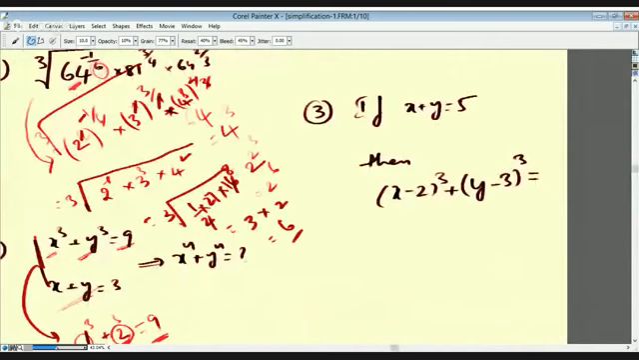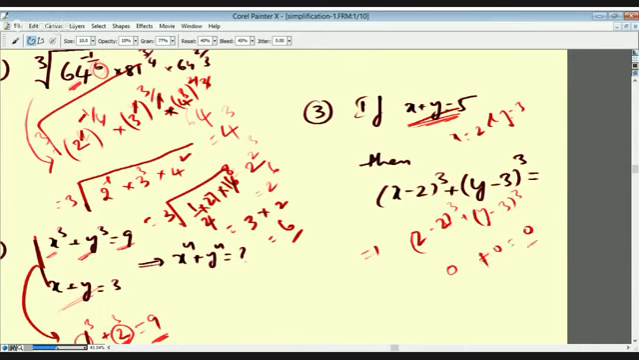x plus y is equal to 5. So friends, try to see, whenever the addition of two numbers is given as one number, what I take is x is equal to 2 and y is equal to 3, or x is equal to 3 and y is equal to 2. You substitute x is equal to 2: 2 minus 2 whole cube, it will become 0, plus y minus 3 whole cube, this will become 0. So the answer will be 0.